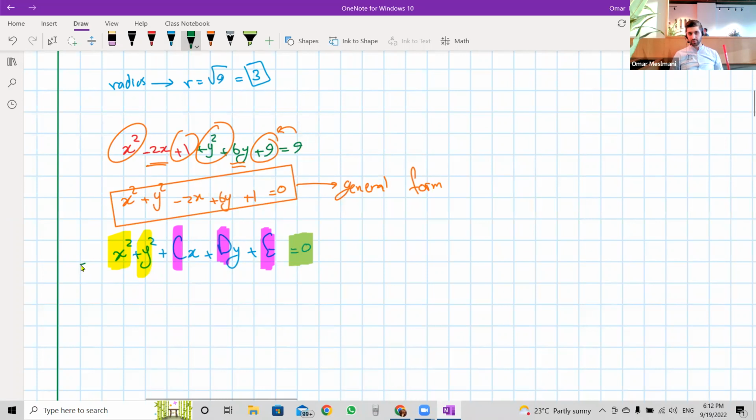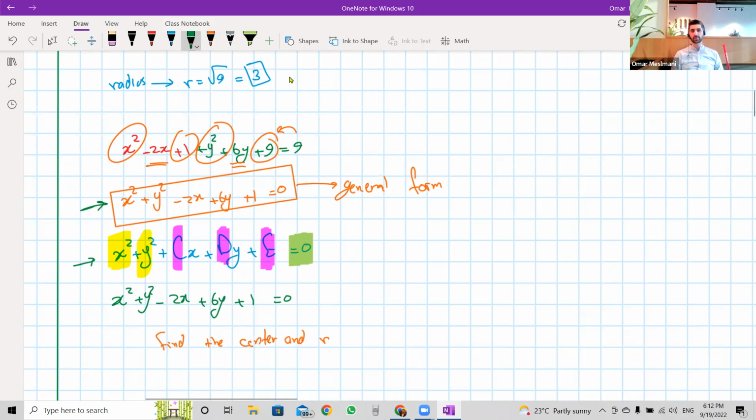Mostly he will give you a question like this one: x squared plus y squared minus 2x plus 6y plus 1 equals 0. He will give you this question and ask you to find the radius, or find the center first and the radius second.